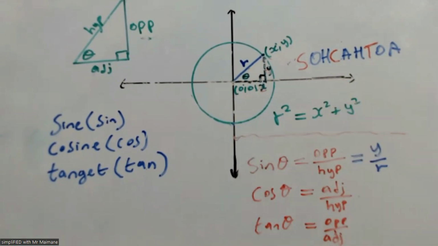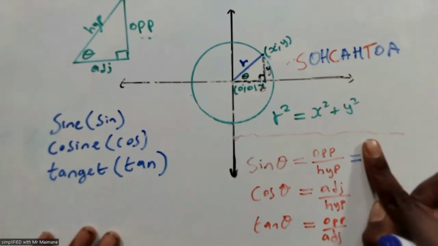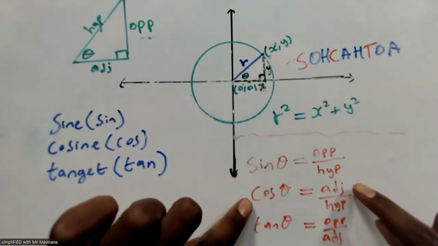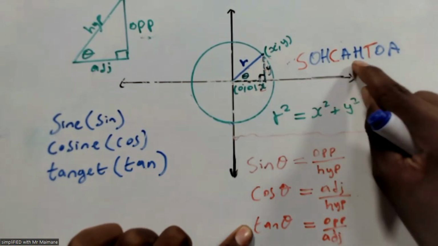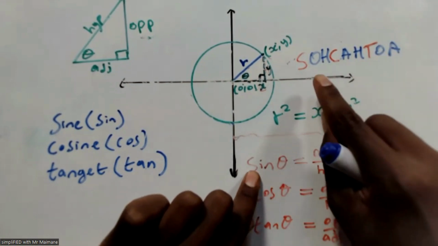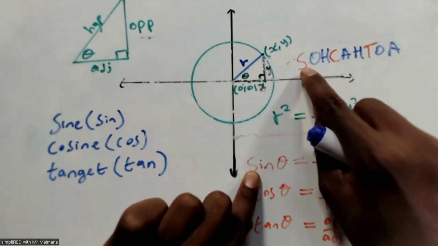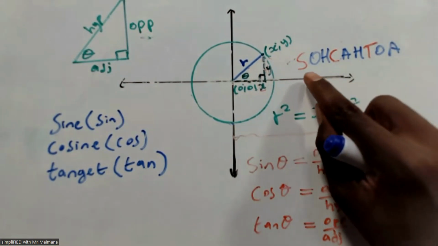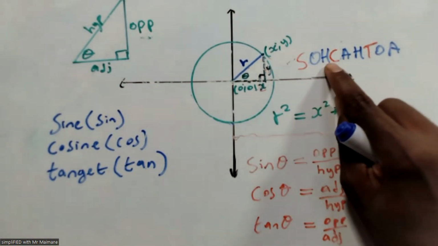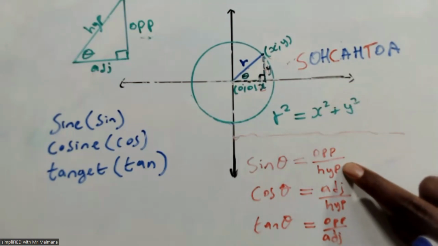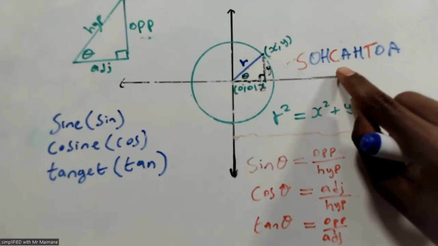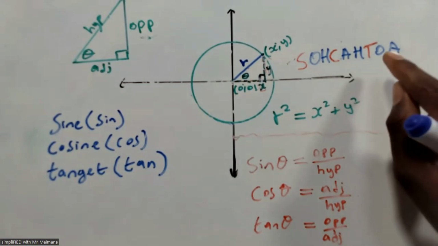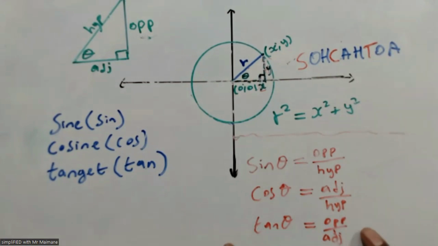Sokatoa? Yes. So we use the word Sokatoa to simplify how to understand these things, or to put them in order, to make them make sense. If you see here, I tried to use color so you can understand that S is for sine, C for cos, and T for tangent, right? So we say sine is opposite over hypotenuse, cos is adjacent over hypotenuse, and tan is opposite over adjacent, the way it is here.